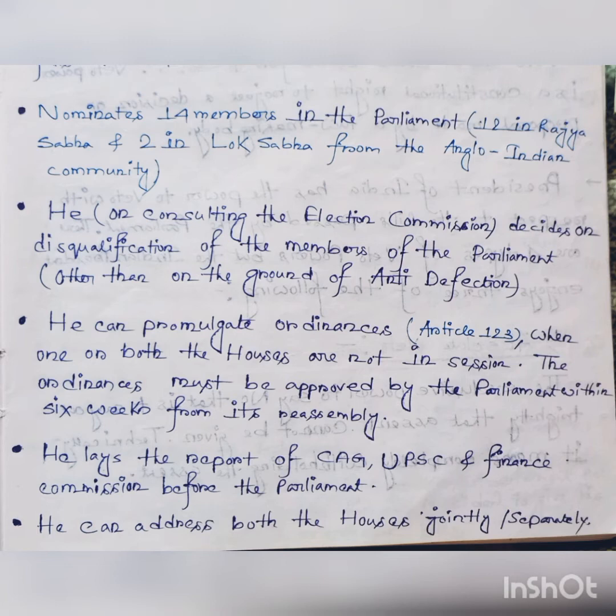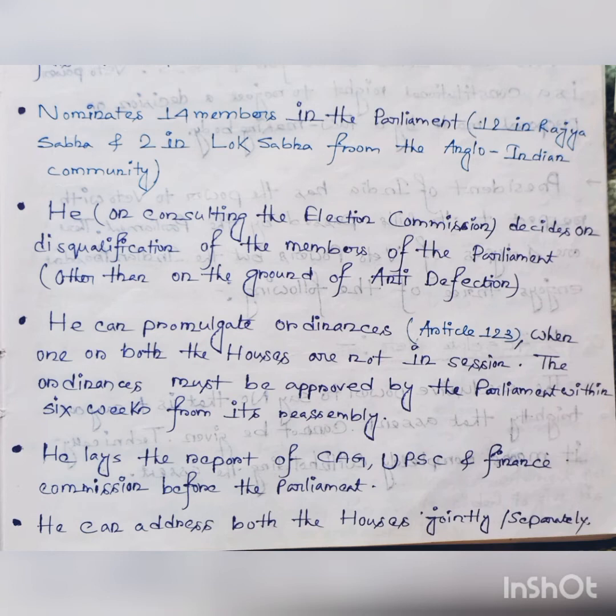Next point, he can promulgate an ordinance under Article 123 when one or both Houses are not in session. The ordinance must be approved by the Parliament within 6 weeks from its reassembly. Next point, he lays the reports of the CAG, Comptroller and Auditor General, UPSC and Finance Commission before the Parliament.